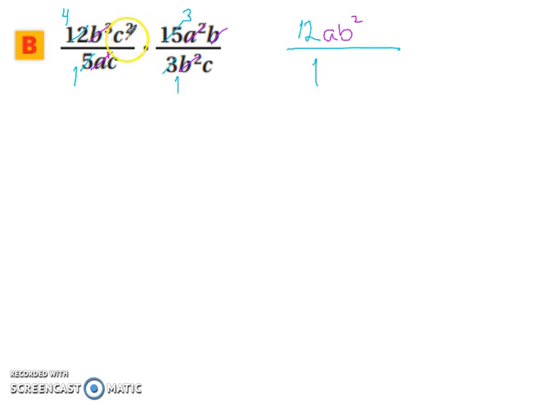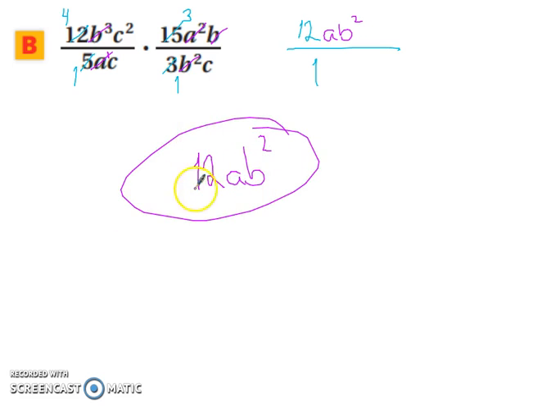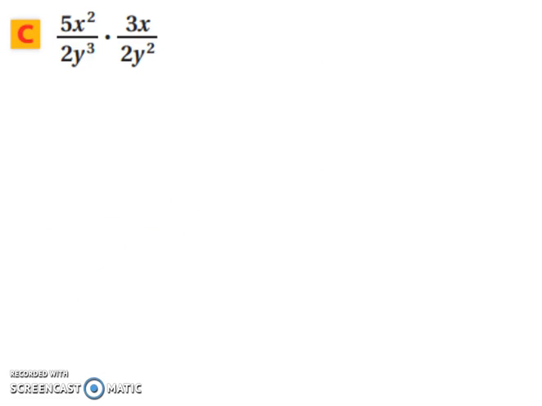And now we have our C's. We have C squared on the top, and we have C to the first and C to the first on the bottom. So C to the second divided by C to the second will still give us just 1, because you're not left with anything. So when we're all said and done, we end up with 12AB squared. Take a moment and try this next one on your own. When you return to the video, the answer will be revealed.